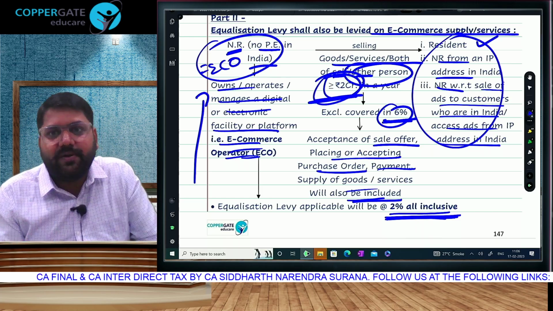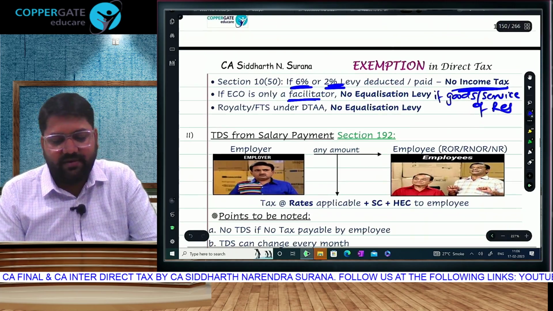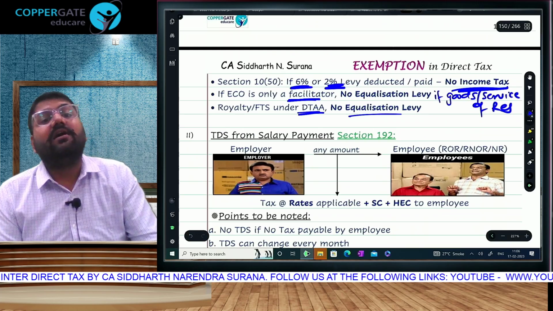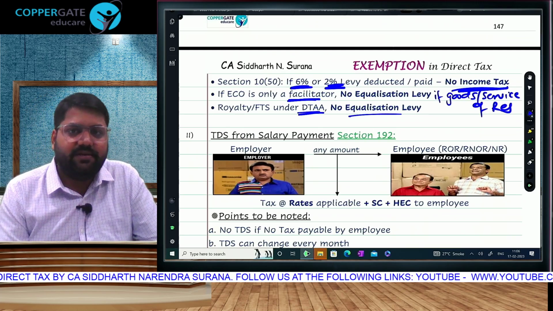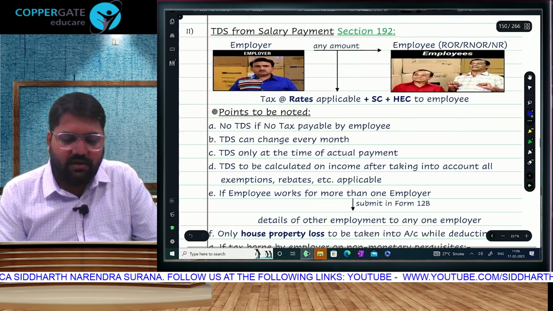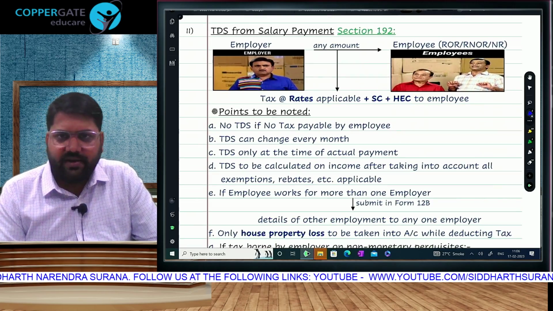तो उसके ऊपर there is not going to be any equalization levy. Okay, and royalty and FTS, if they are covered under DTAA, then equalization levy is not going to be attracted. So this is the concept of equalization levy. One by one, now we will go through the TDS ka section.